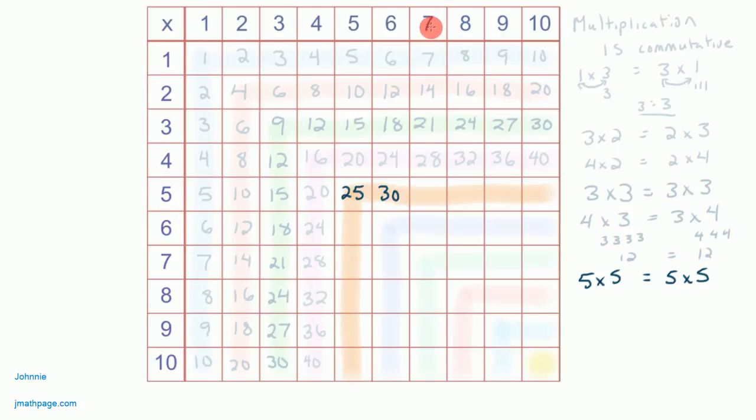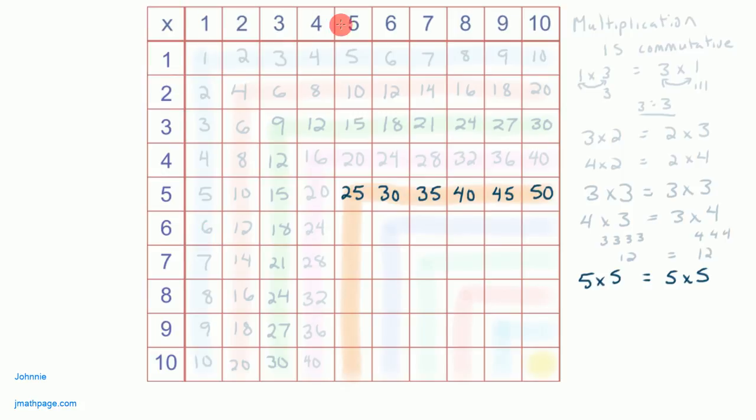5 times 7 is the same as 30 and 5 more, which is 35. 5 times 8 is the same as 35 and 5 more, which makes 40. 5 times 9 is the same as 40 and 5 more, which gives us 45. And lastly, 5 times 10 is the same as 45 and 5 more, which gives us 50. Now you know what's going to happen now. So let's go ahead and do this.